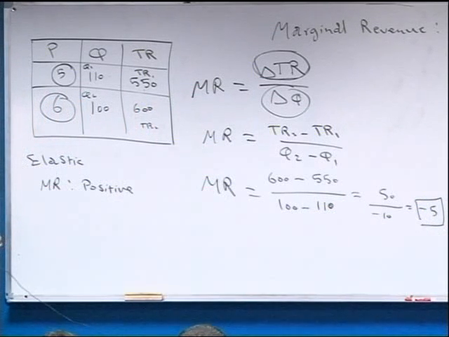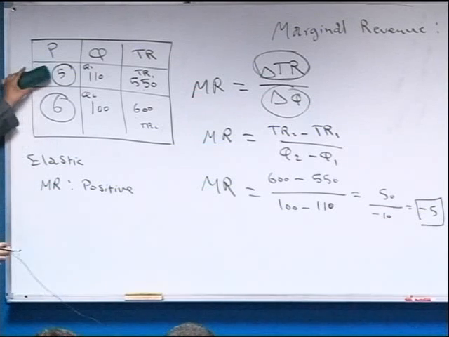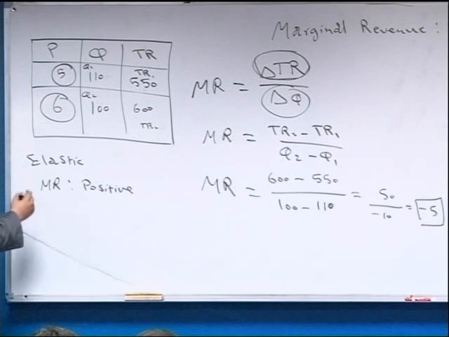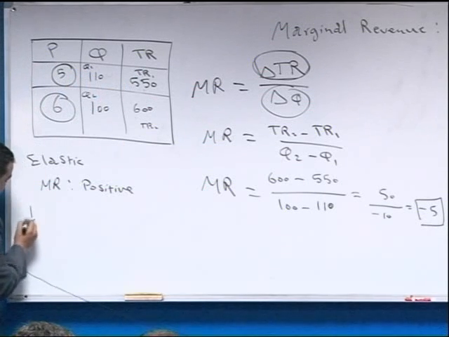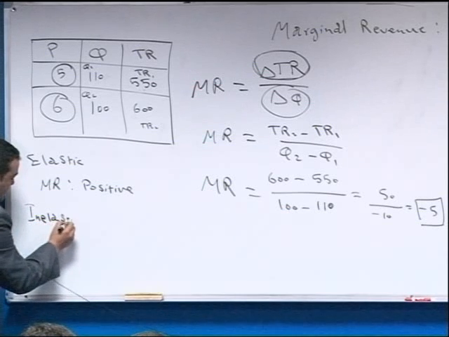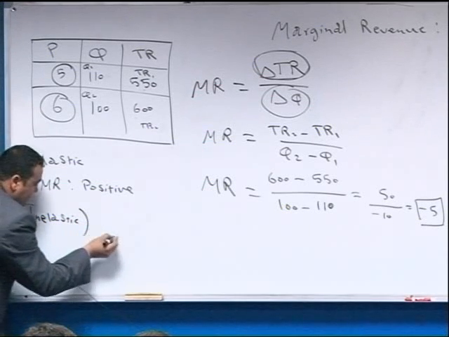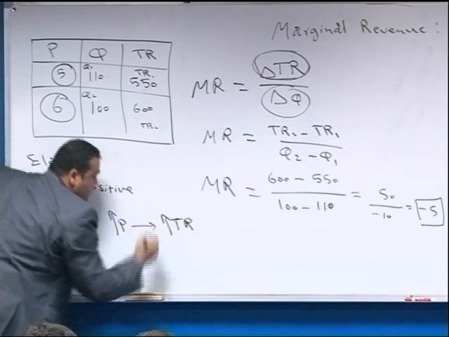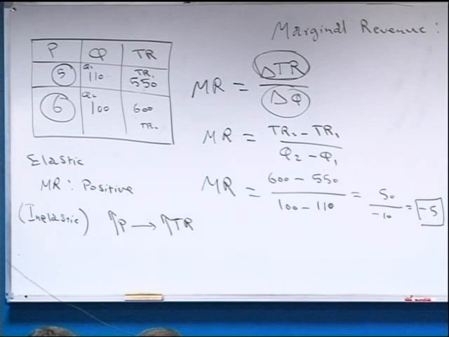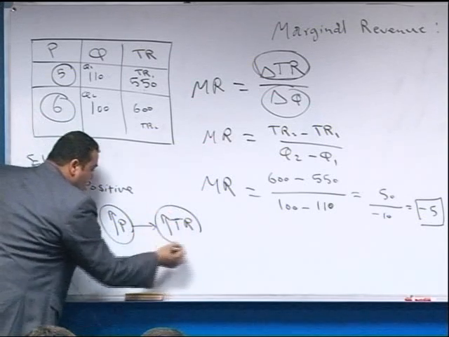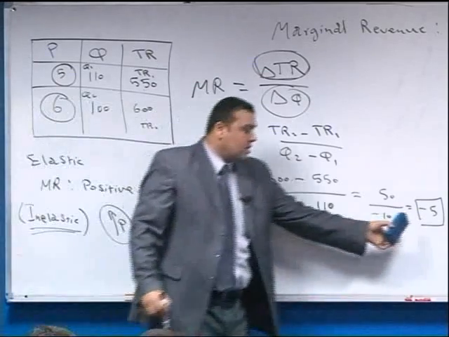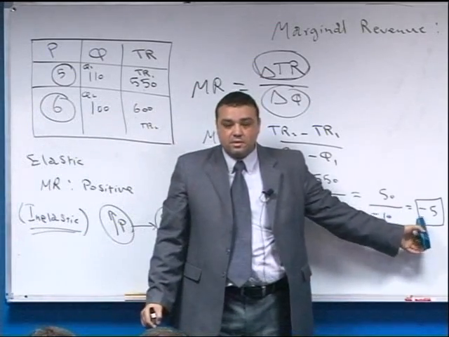No, it would be inelastic demand. As you see, when the price increased, the total revenue increased. When the demand is inelastic, the prices increased with total revenue increased. Right? So in this case, when the price increased and total revenue increased, the demand is inelastic. So the marginal revenue is negative. Right?